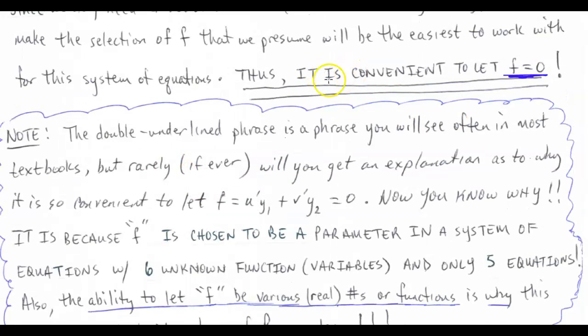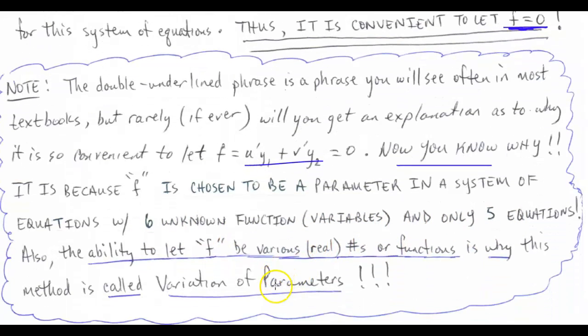And so when I say "thus it is convenient for f to equal 0," you see what I mean now. This double underlined phrase is one you'll normally see in most textbooks, but rarely, if ever, do you get an explanation as to why they say it's so convenient to let f equal 0 and to also have this expression equal to 0. But now you know why. It's because f is to be chosen as a parameter in a system of 6 unknowns and only 5 equations. And also the ability to let f be various real numbers or functions is why this method is called variation of parameters.